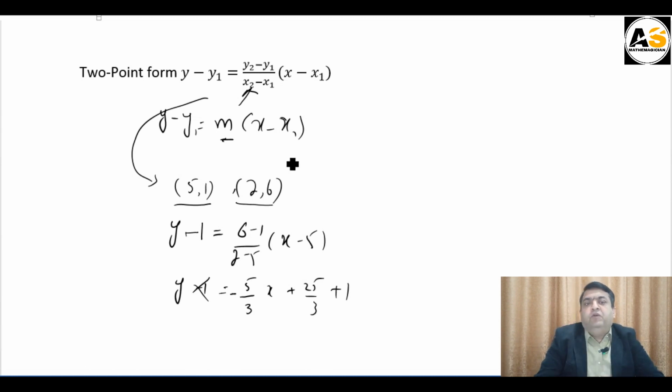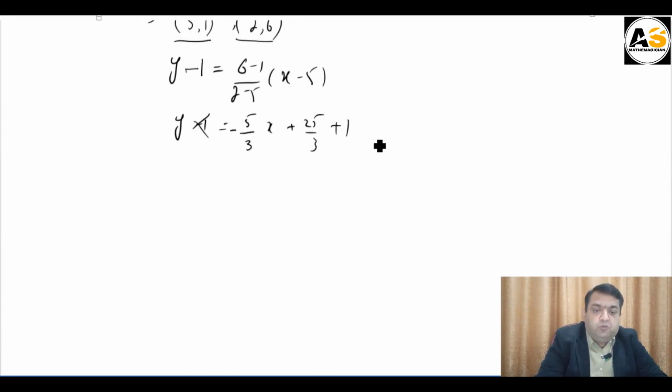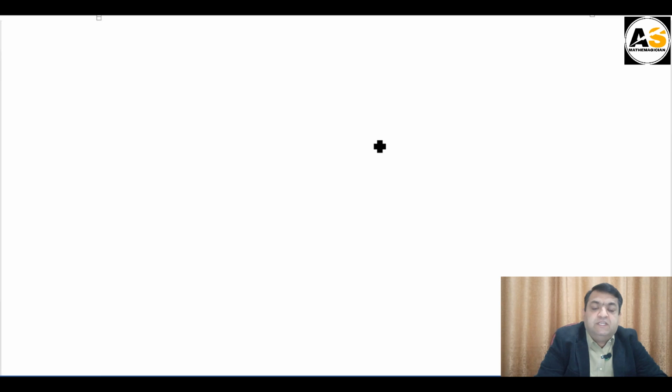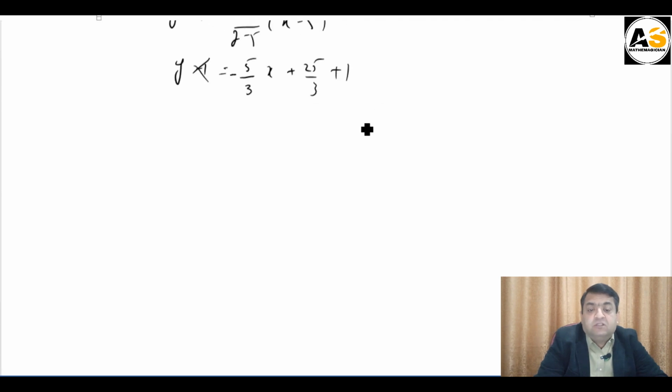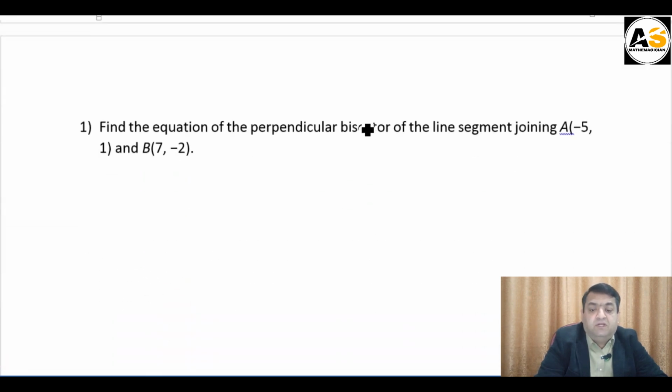So dear student, now we are moving to the most important part of this lesson, which is basically the testing of all the concepts which we have learned so far in coordinate geometry.